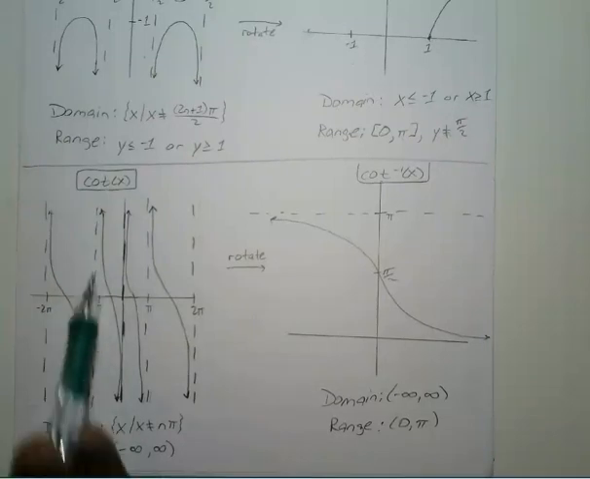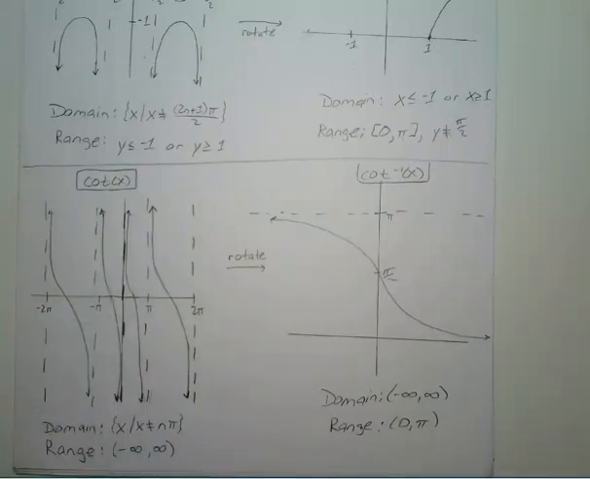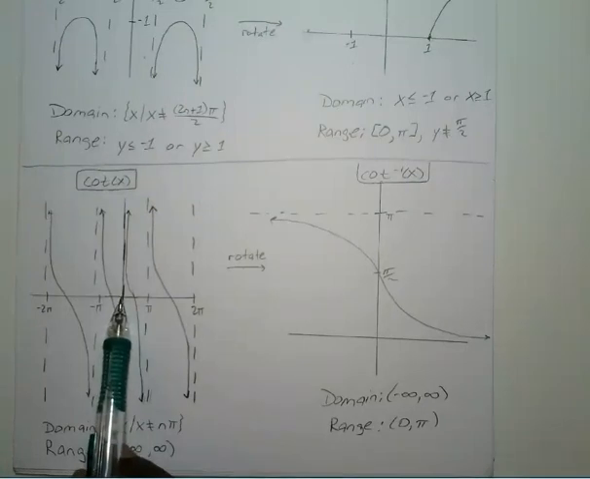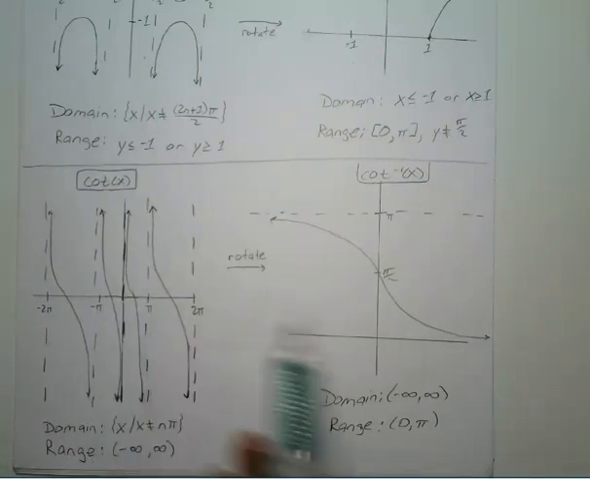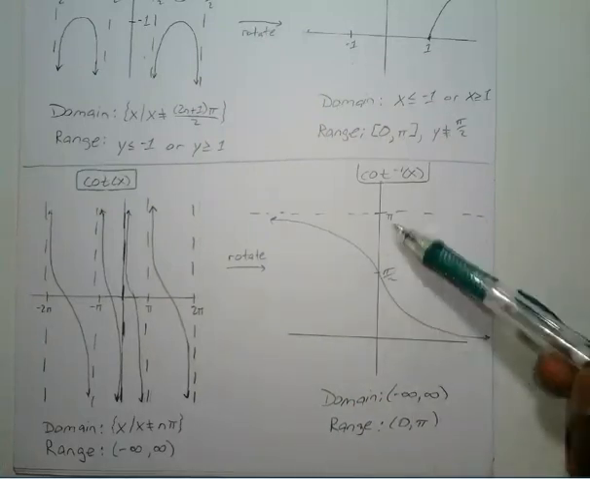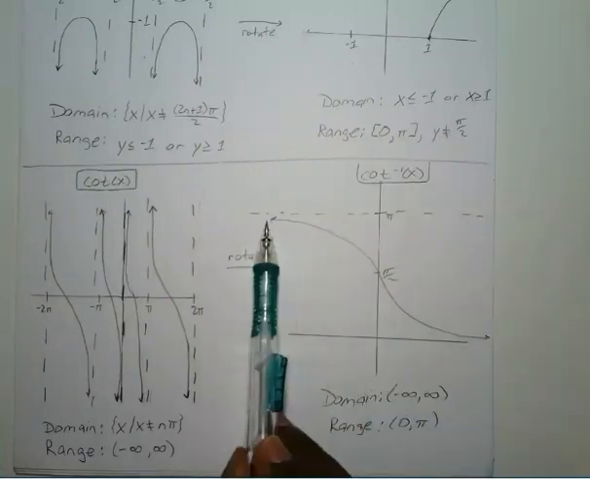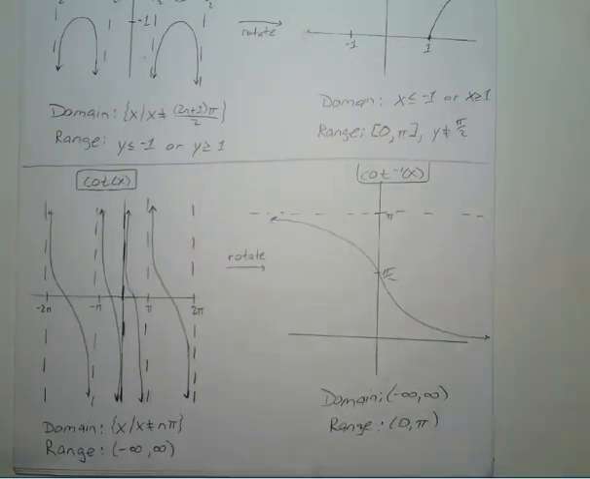Again, this is just a quick sketch of our cotangent. What we're going to do is take from 0 to pi. We're going to get that graph and move it over here. So from 0 to pi, this is the portion we're using for our inverse. We're just getting that graph and turning it sideways, to where now our domain is from negative infinity to infinity, and our range is from 0 to pi.